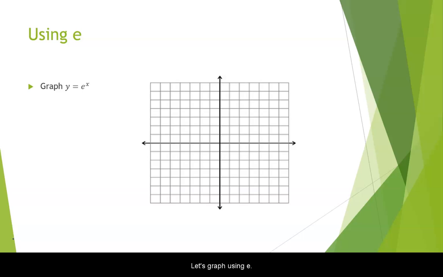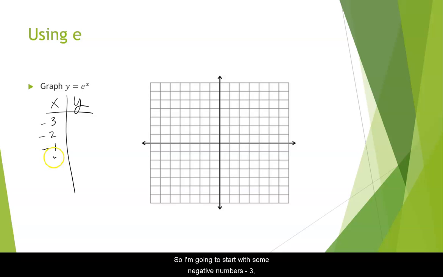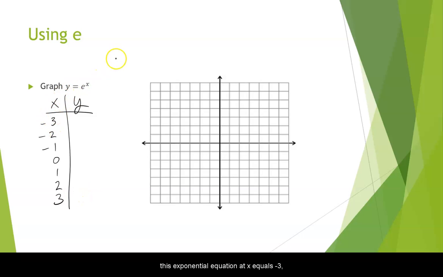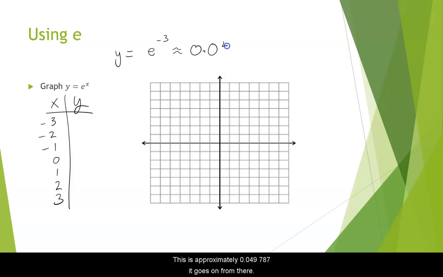Let's graph using e. I want to graph y equals e to the x power. So I'm going to pick some values for x and calculate the y. So I'm going to start with some negative numbers, -3, -2, -1, 0, 1, 2, 3, and we'll see what this looks like. When evaluating this exponential equation at x equals -3, what I'm going to type in my calculator is e to the -3 power. This is approximately 0.049787. It goes on from there. That is far more accurate than anything I'll be able to graph.